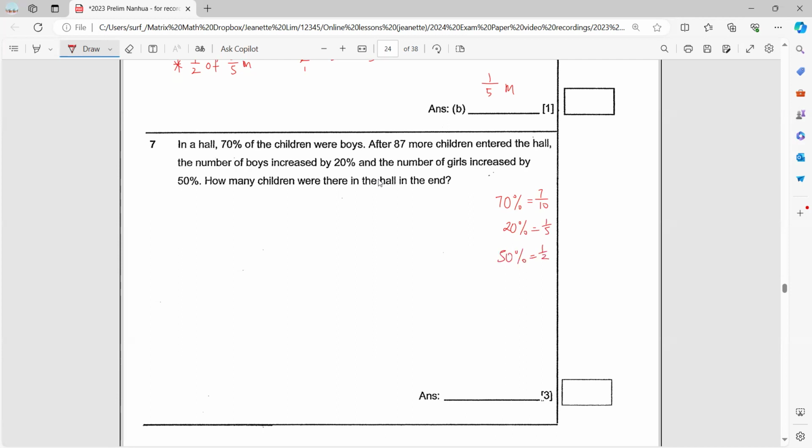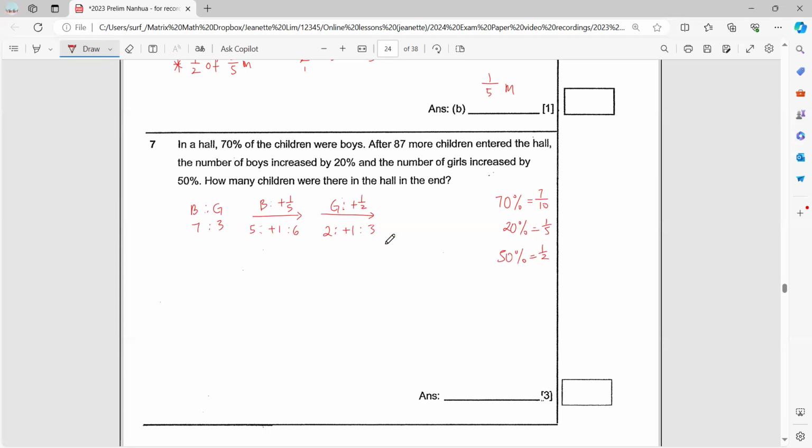First, 7/10 were boys. Boys to girls, which means that girls will be 3/10. So 7 to 3. Now, 87 more children entered the hall. Out of this 87, I don't know how many boys, how many girls. But I know the boys increased by 1/5. So I'll write boys plus 1/5, which means that you have 5 units, you add 1, and you end up with 6 units. For the girls, increase by half, so plus half, which means that you have 2 units, you add 1 unit, and you end up with 3 units.